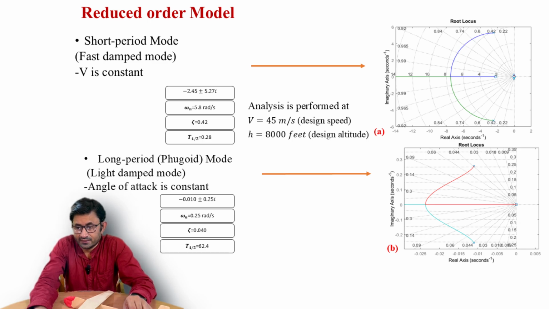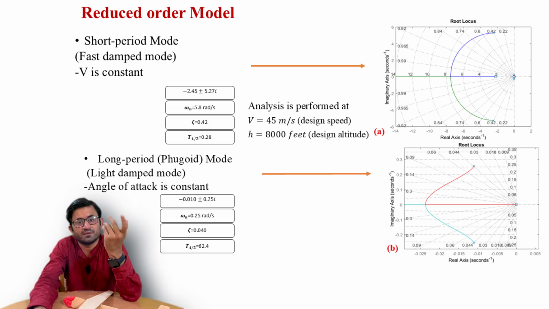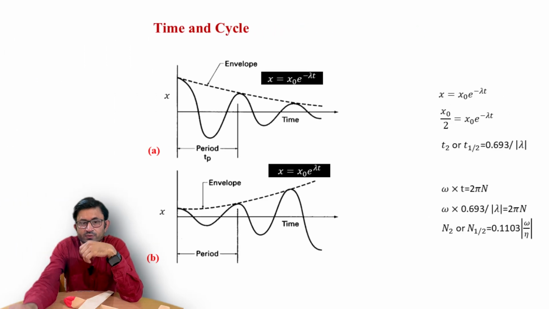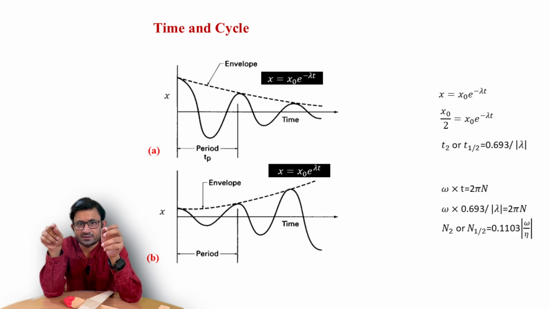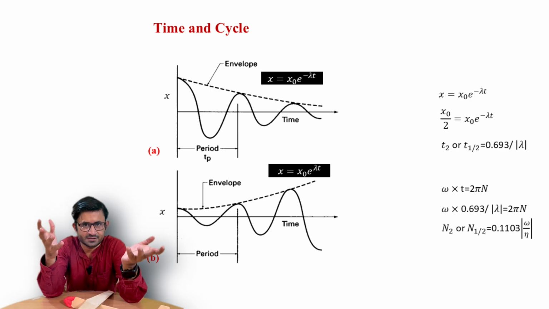So here the damping ratio, natural frequency, root, and time to half and time to double you can find out. Now the question is, what do you mean by time to half and time to double? In diagram A, the aircraft is disturbed from the equilibrium position, and it takes time to damp, slowly or fast depending upon the damping. In the second case it is diverging, the unstable case.